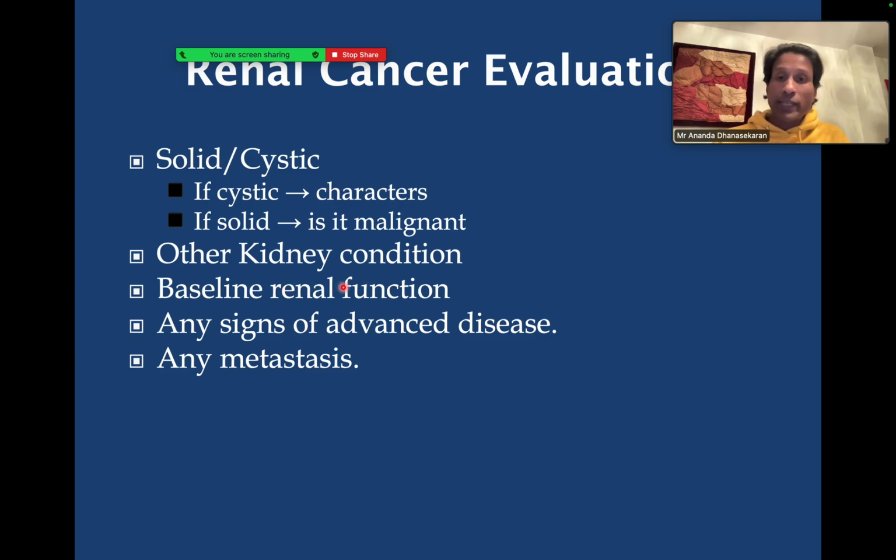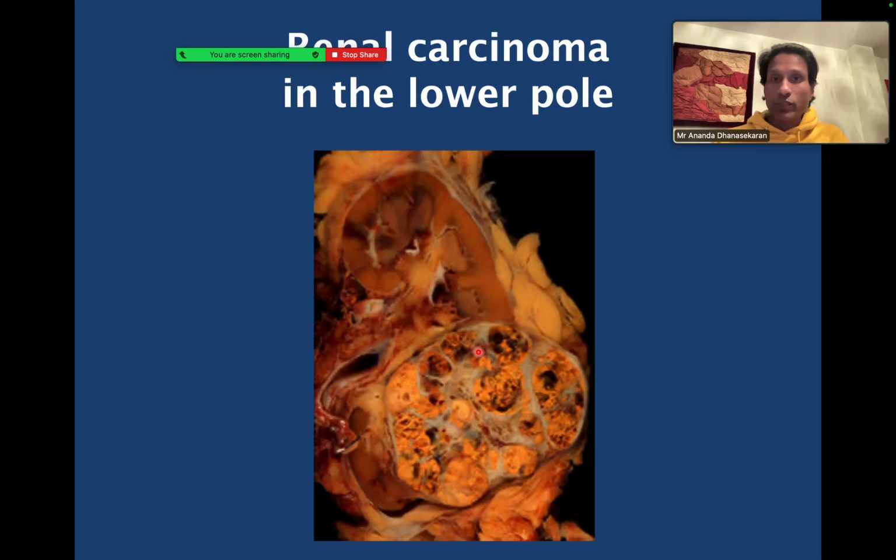And we need to know the baseline kidney functions. Is there any sign of advanced disease? As I said, all cancers can spread. So kidney cancer can also spread to, say, local lymph nodes or to the liver or to the lungs. So we need to see, is there any metastasis of the cancer?